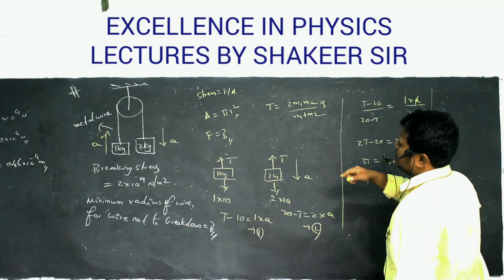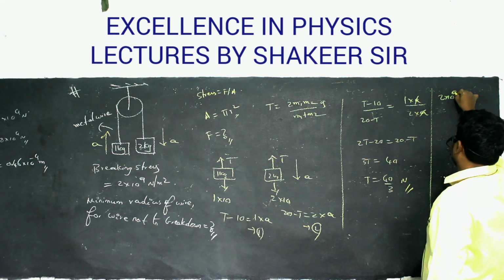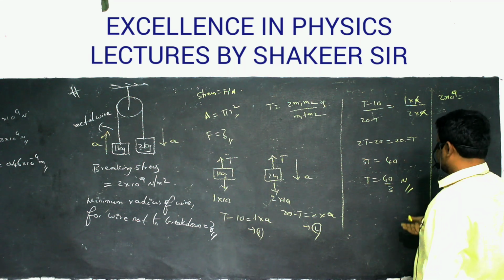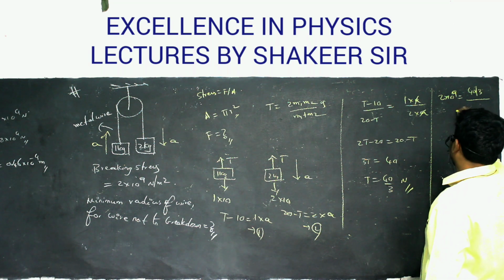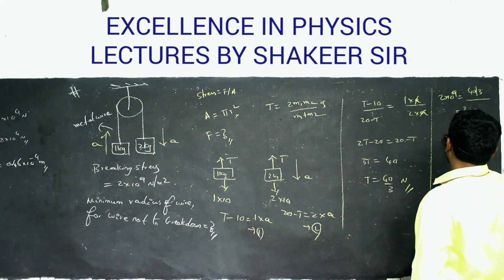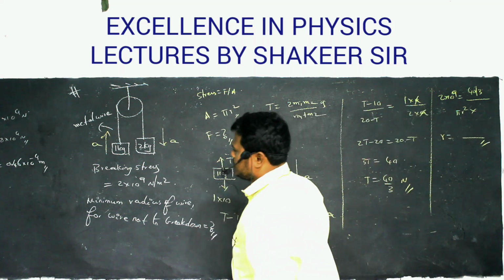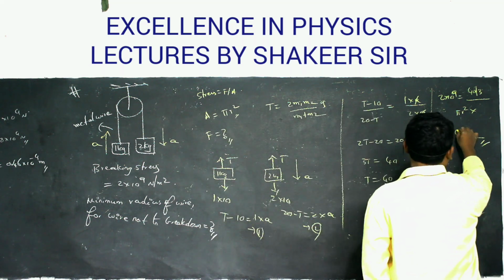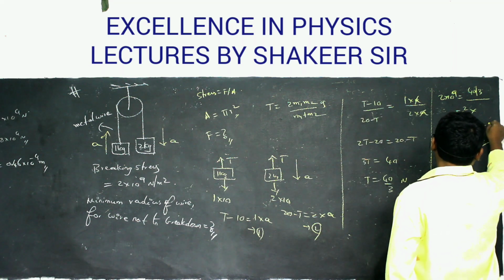Now substitute in the relation. Stress is 2 into 10 power 9. Force is nothing but tension, 40 divided by 3, divided by area of cross section, pi r square. From this, you can calculate the R value. That is our answer. So R value is 0.46 into 10 power minus 4 meters.